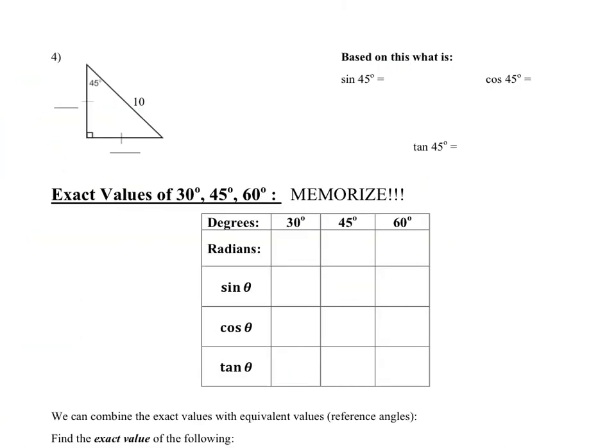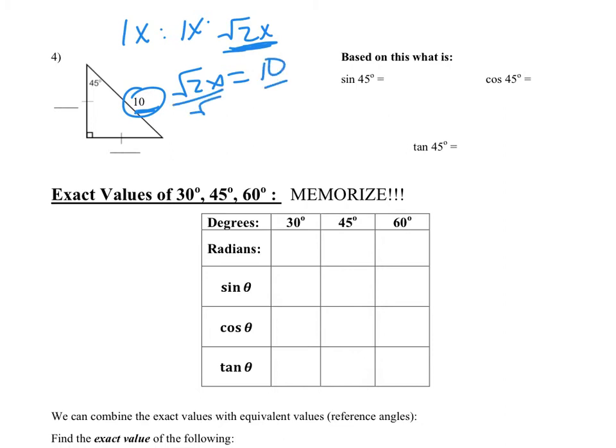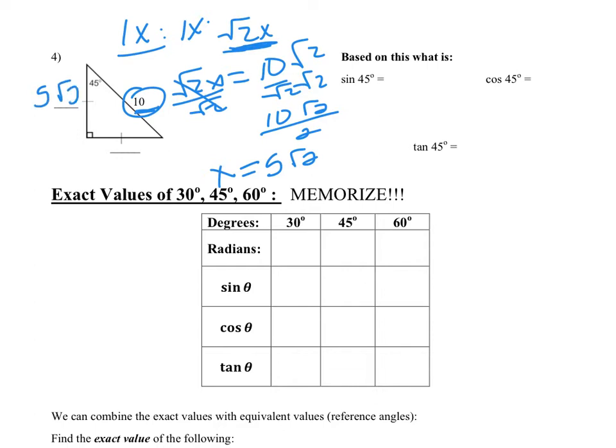Doing the same thing with 45, if this guy is 10, okay, we remember our ratio is 1x, 1x, radical 2x. This is the biggest side, so is that. Radical 2x equals 10, divide by radical 2, and we get 10 over radical 2. We want to rationalize, so it's 10 radical 2 over 2, and so it becomes 5 radical 2. So that's what x is. X is 5 radical 2. So we just plug it in here, so it's 5 radical 2 for each of these guys.